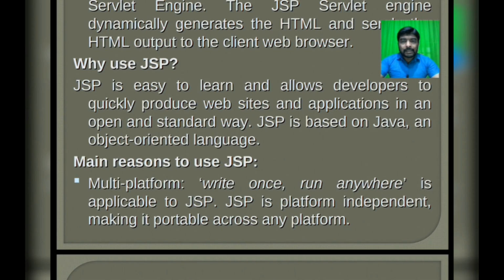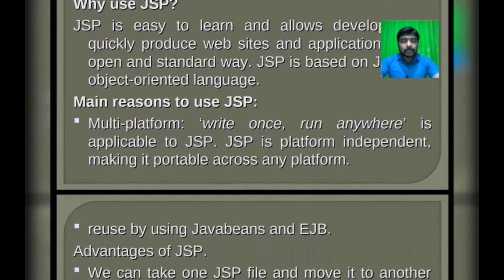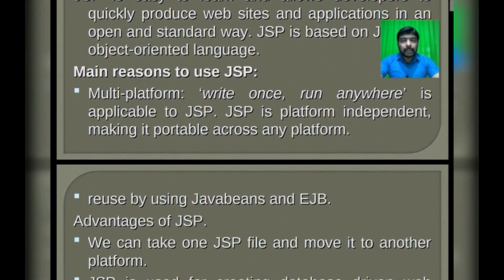It is an open and standard way. JSP is based on Java. Java, as you know, is an object-oriented programming language based on the OOPS concept, and JSP also follows the OOPS concept. Another main reason is multi-platform support. Write once, run anywhere is the main advantage of JSP.